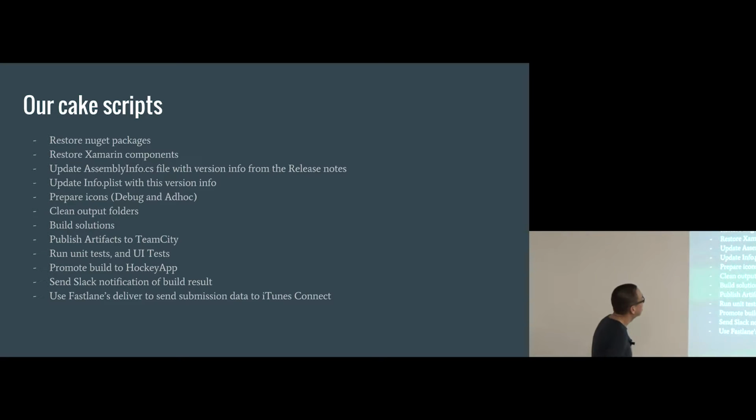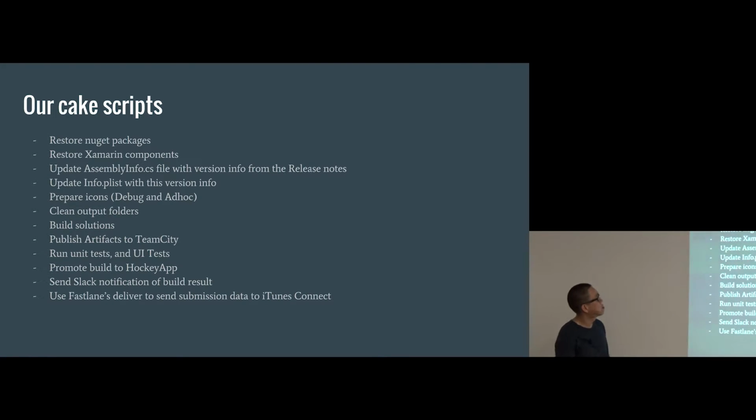So what we do in our scripts right now, we restore NuGet packages, stock standard Xamarin components. We update assembly info from the version in the release notes. In my folder structure, I've got a release notes MD file, which is a markdown file. The script reads that file, modifies assembly info, and modifies the info plist with a version from the release notes.